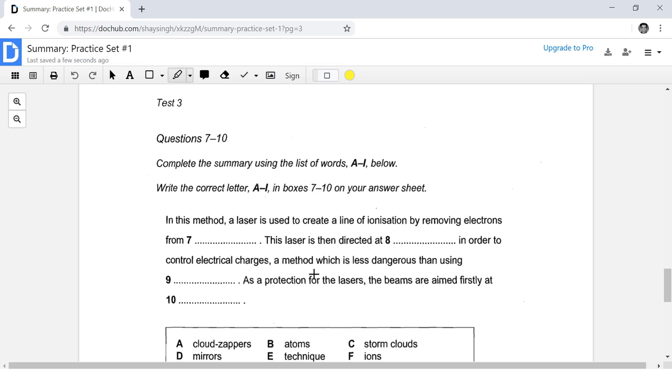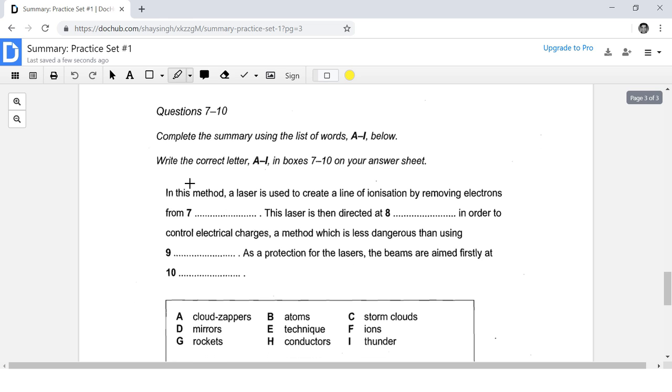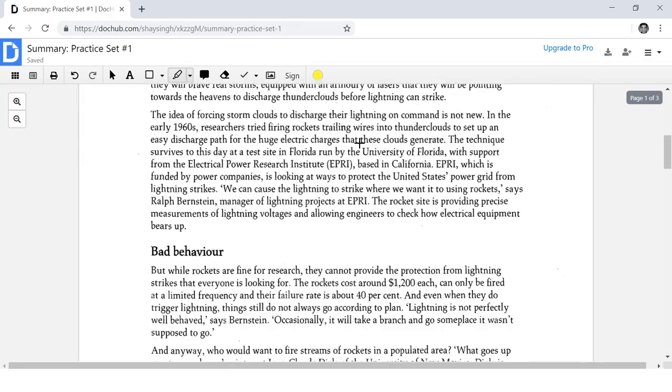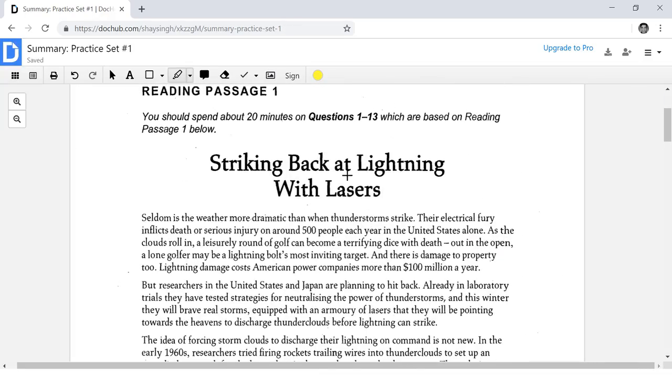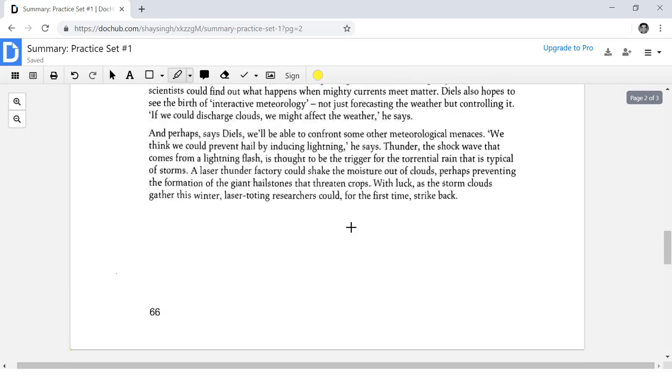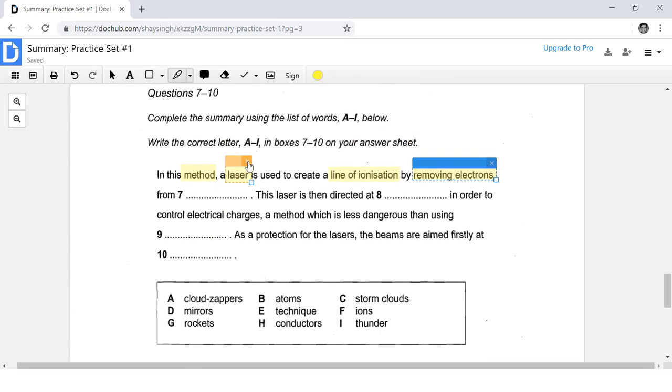So let's go ahead and start to mark the keywords for these questions. So here we have method, laser, line of ionization, removing electrons, from something. That's probably going to be a noun, from something. Then we have the word laser again. Actually, this whole article is about lasers, right? So lasers is going to be a repetitive keyword. So I'm going to remove it from here as well. And I'm not going to mark this.